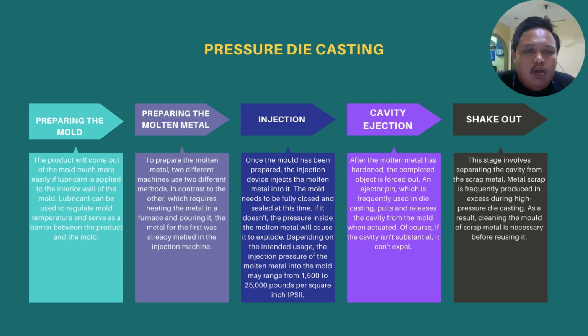For the last one, check out. This stage involves separating the cavity from the scrap metals. Metal scrap is frequently produced in excess during high-pressure die casting. As a result, cleaning the mold of the scrap metal is necessary before reusing it.